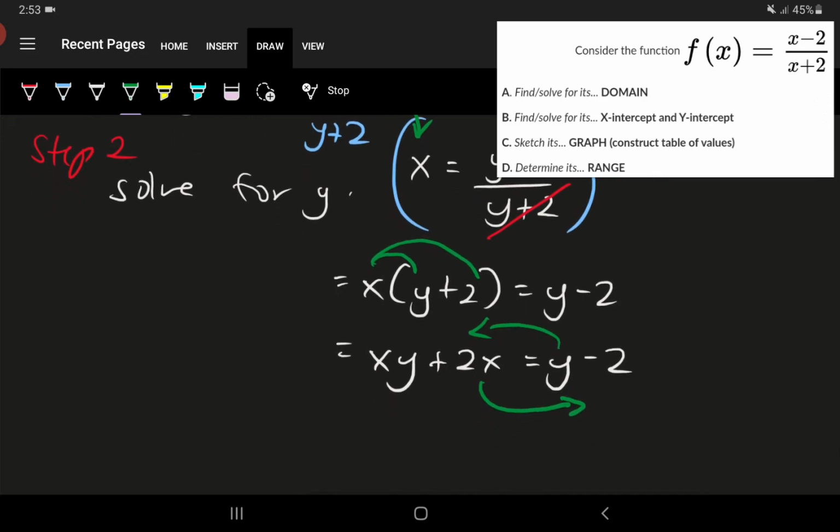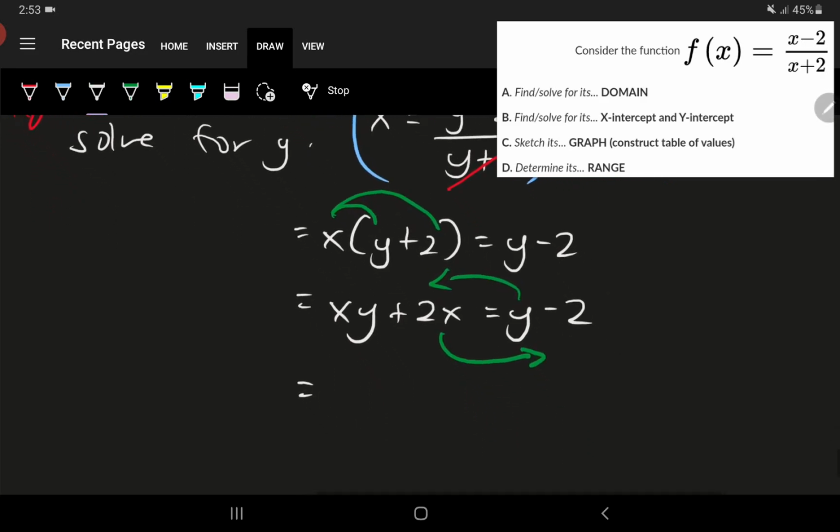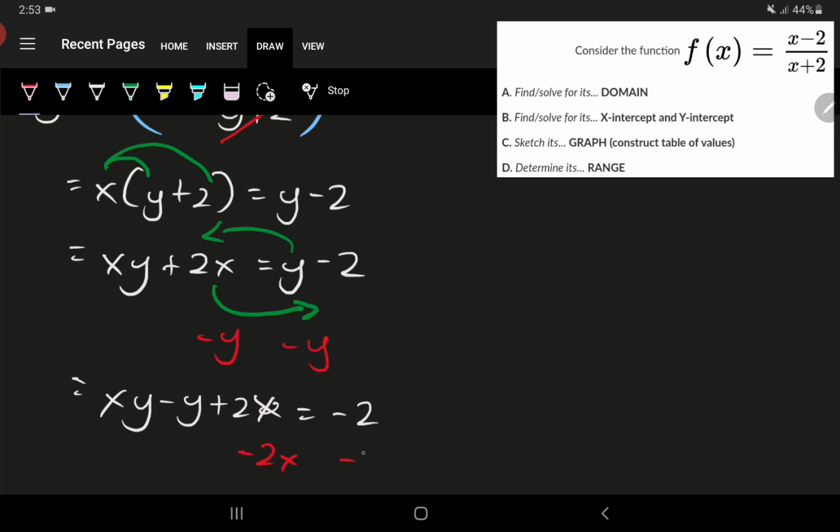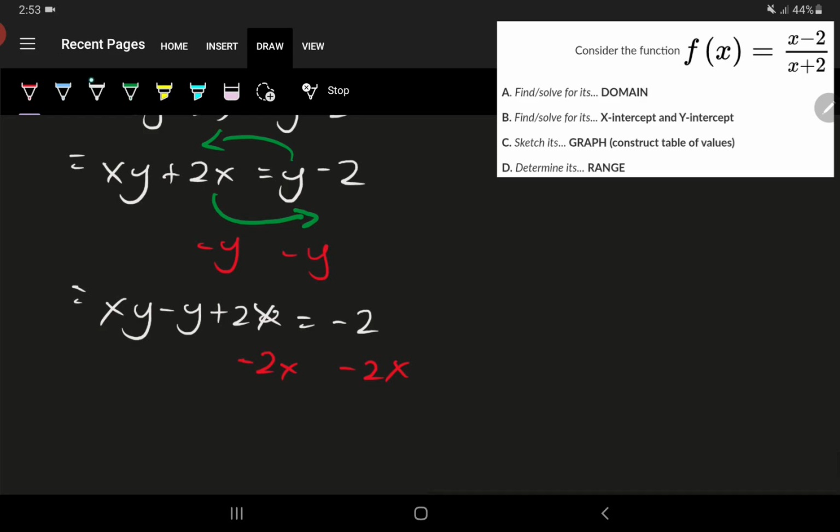So that means it will give us this. So let's move the values. Let's move the value of y first. Since I want to remove this one, I will subtract y both sides. Okay? Therefore, it will give us xy minus y plus 2x is equals to negative 2. Next, let's move the value of 2x. So I need to subtract 2x both sides. That means it will give us xy minus y is equals to negative 2x minus 2.